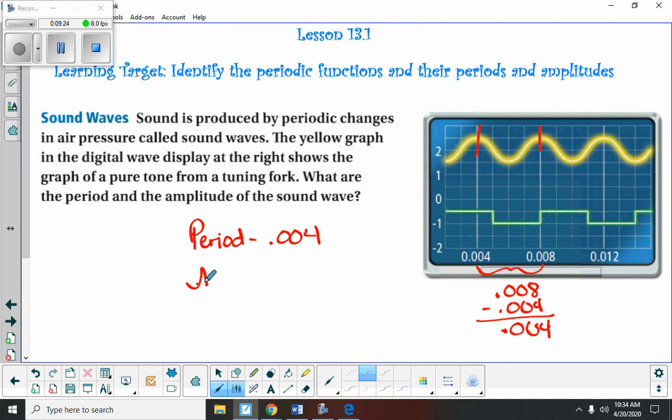Okay, and the amplitude, okay, remember the amplitude is how far it is from the midline. So basically it's 1/2 the max minus the min.